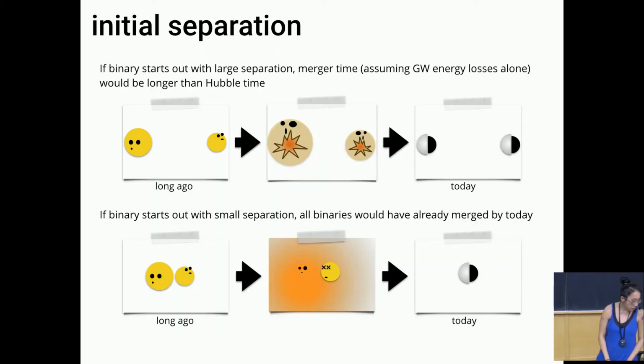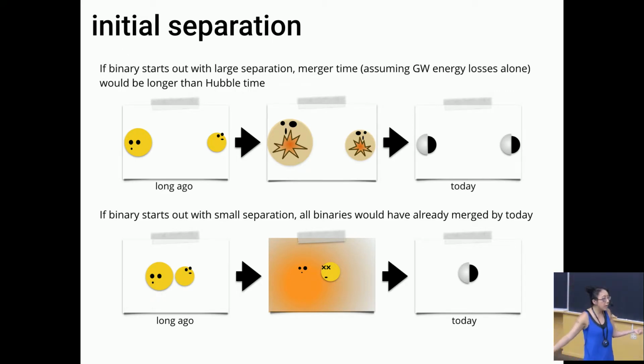So the question of initial separation is a tricky one that has to be overcome, right? If the binary starts out with a really large separation, both objects are going to survive just fine, but they're both going to evolve on their own, so they're both going to go supernova on their own, and then they're too far away. They're never going to merge.